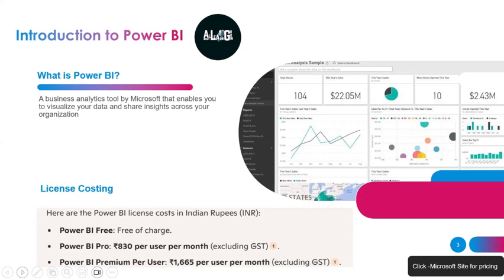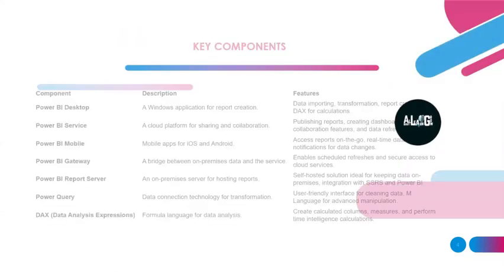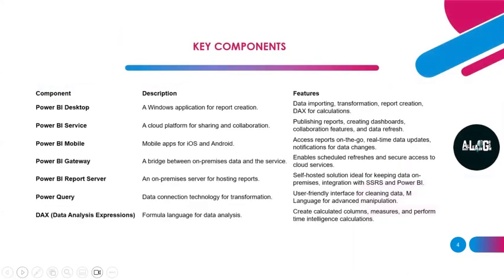But if you want to opt for the Pro license, it is 830 rupees INR per month, excluding GST. There is a Premium license as well, which is 1665, and that has other benefits, so you can do other things with it as well. It is up to the requirement, and for the organization you can opt for the licensing and costing.